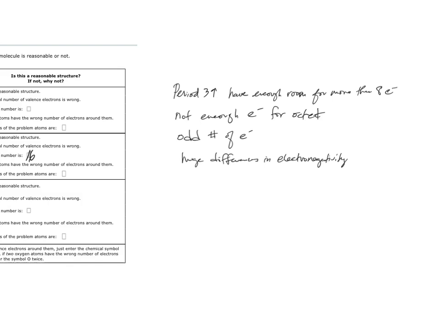And then if you have huge differences in electronegativity, so say aluminum or boron or beryllium added with something from group 7, sometimes you're going to break the rules there too.